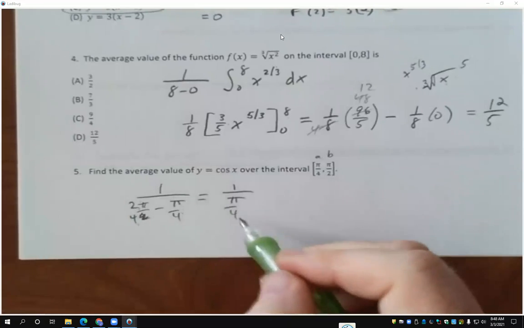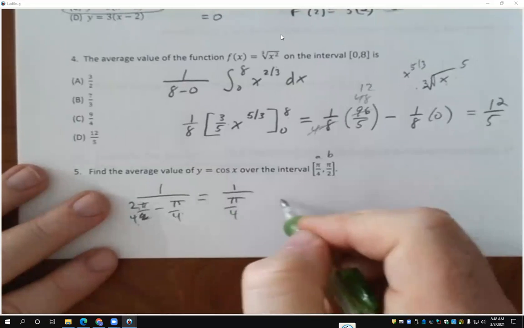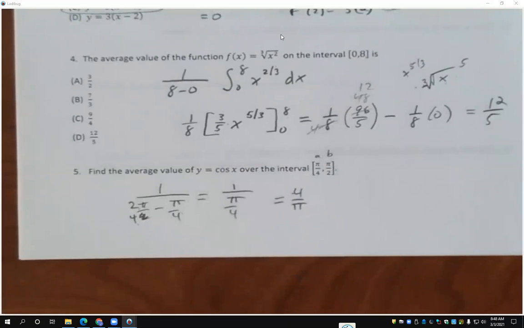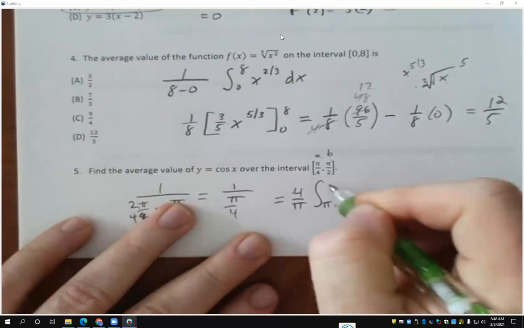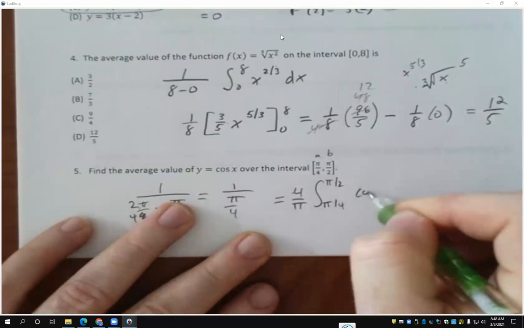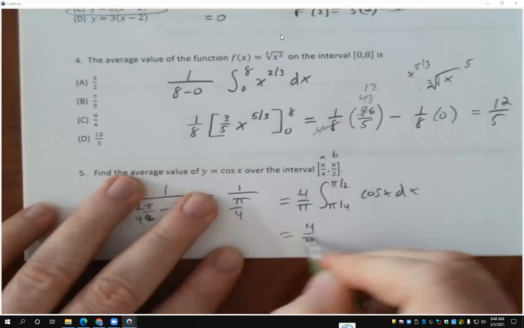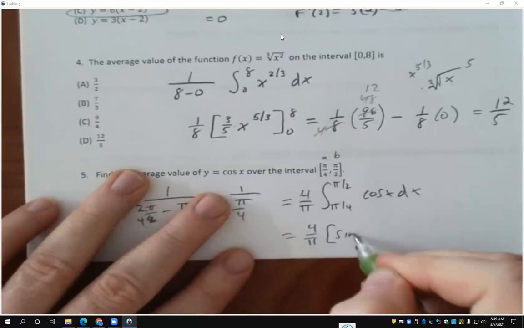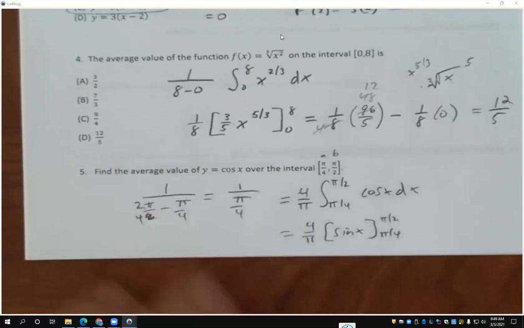And when I'm dividing by a fraction, just flip that thing and multiply by the top. So it's 1 times 4 over pi. So I get 4 over pi for the 1 over b minus a part. And then you're going to multiply that by the integral from pi fourths to pi halves of cosine x dx. And the antiderivative of cosine is sine. And we're doing that from pi fourths to pi halves.